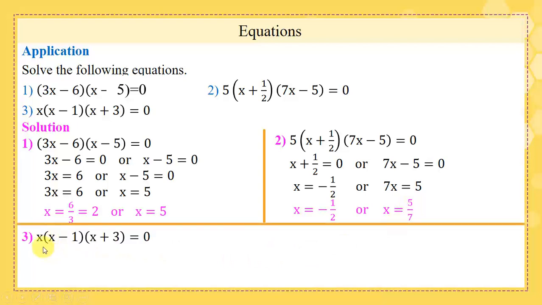In the third part, we have a product of three factors also, x, x - 1, and x + 3. Also, we apply the rule of zero products. That means that x = 0 or x - 1 = 0 or x + 3 = 0. So x = 0 or x = 1 or x = -3.